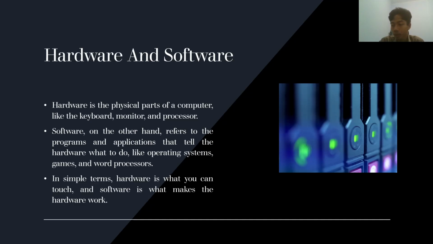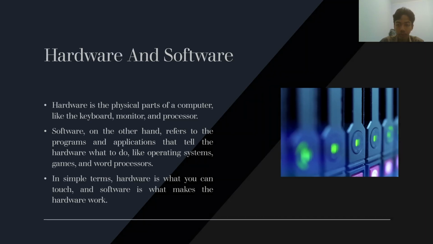So hardware is the physical part: monitor, keyboard, processor, motherboard, CPU, and mouse are hardware. Software is the program, like Word, Excel, PowerPoint. Like this PowerPoint, I made this PowerPoint. This PowerPoint is called software. Even a browser like Chrome or Firefox is software. It's very easy to know.